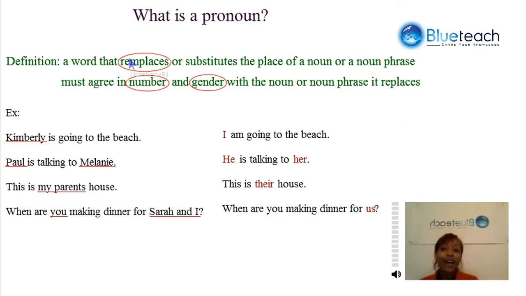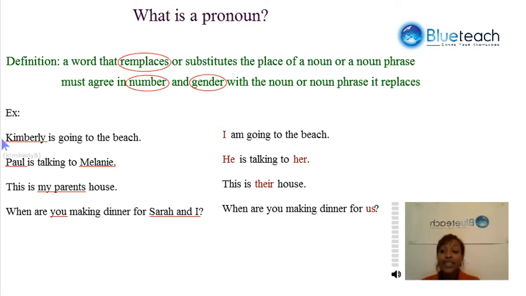Let's take a look at what is a pronoun. A pronoun is a word that replaces or substitutes the place of a noun or noun phrase in a sentence. It must agree in number and in gender with the noun or noun phrase it replaces. Some common pronouns that you know are probably I, you, he, she, it, we, you, and they, because we use them and hear them all the time. But there are some other ones that we might be less familiar with that we'll look at more closely in this chapter.